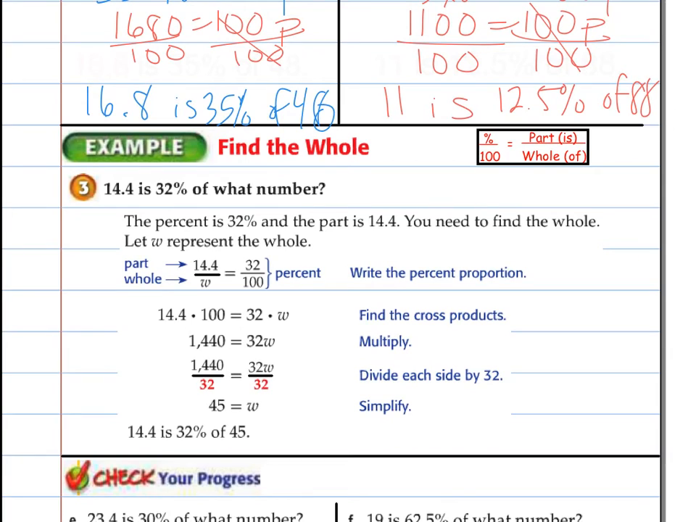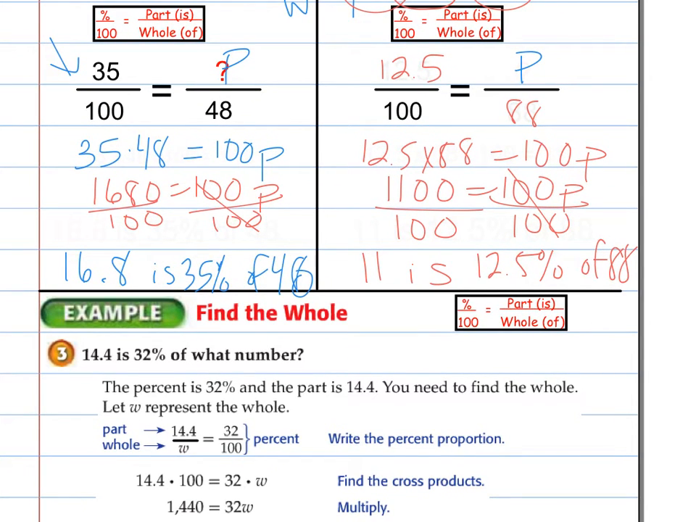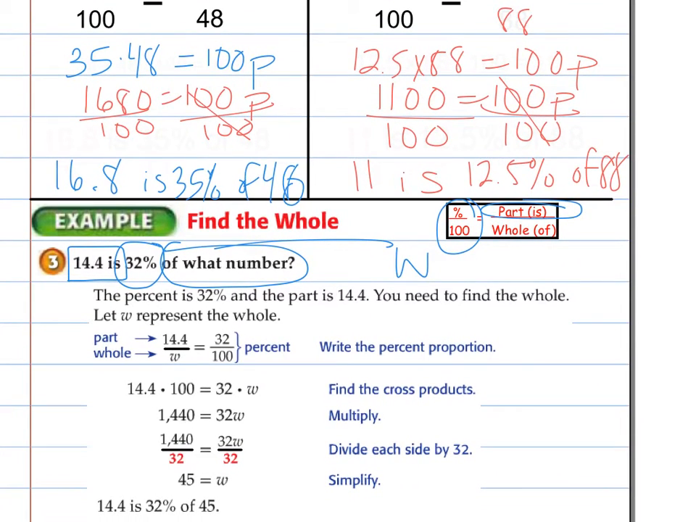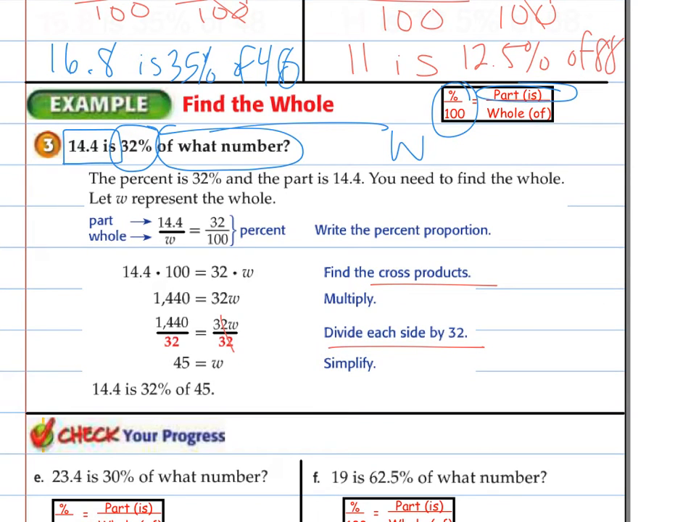Find the whole. So again, same type of thing. You just need to know what your variable represents. So we have 14.4 is, means our part. 32% is our out of 100. Of what number? Remember, the what means what is our variable. So we set them up. Part over the whole, which is unknown, is equal to the percent out of 100. Still using our cross products. Still dividing so that we can simplify for the variable. And then we fill in at the end. 14.4 is 32% of what number? 45.